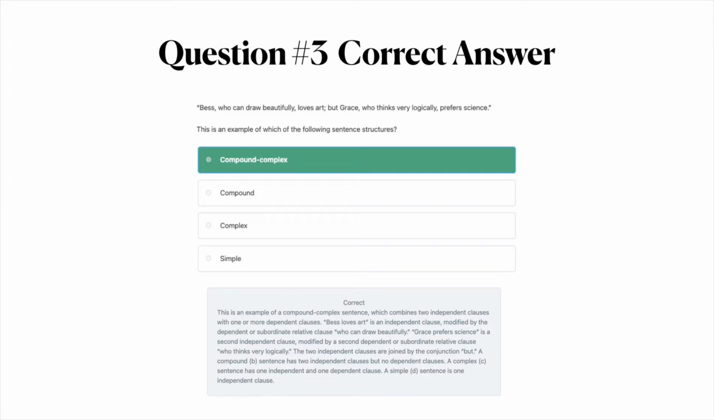A compound, B, sentence has 2 independent clauses but no dependent clauses. A complex, C, sentence has 1 independent and 1 dependent clause. A simple sentence is just 1 independent clause. Let's move on to question number 4.